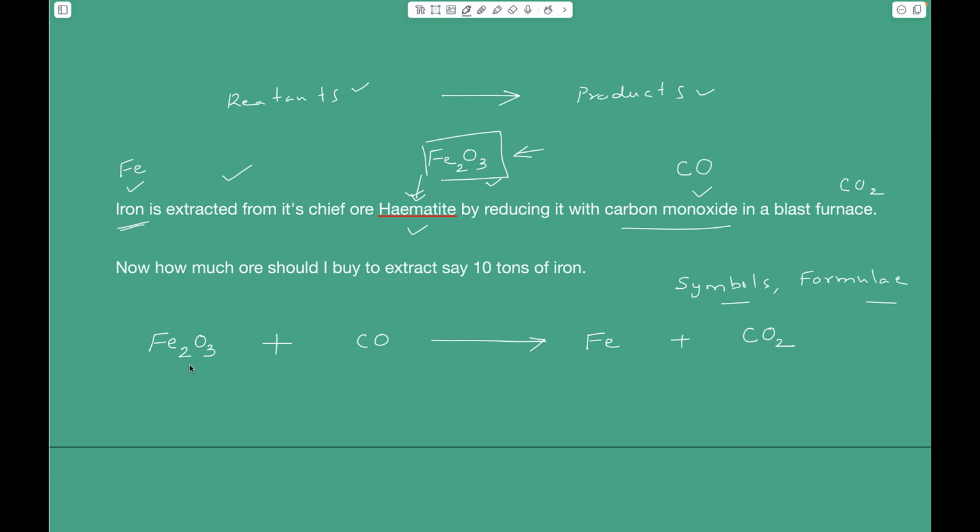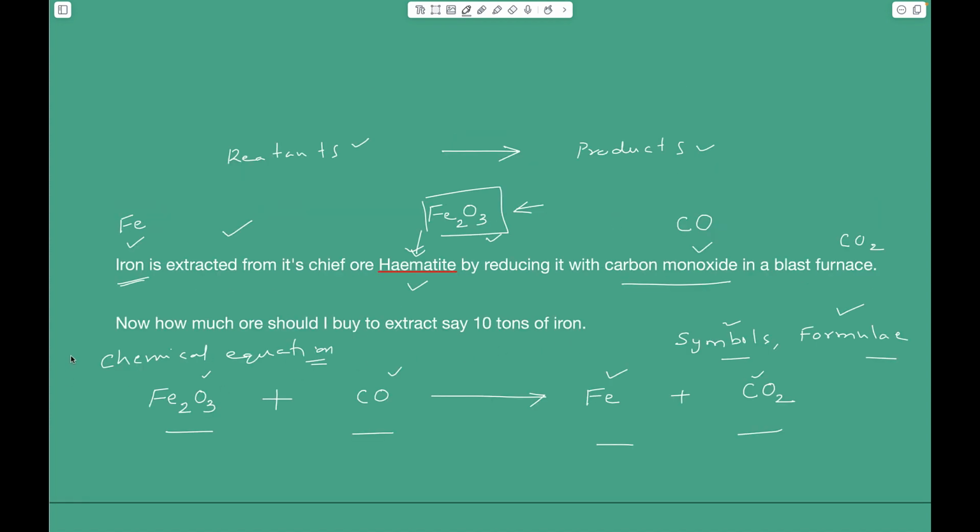So here we represented all the reactants and all the products involved in this chemical reaction using their symbols and formulae. And this is what we call a chemical equation. In a chemical equation, the substances involved in the chemical reaction are represented by their symbols and formulae.